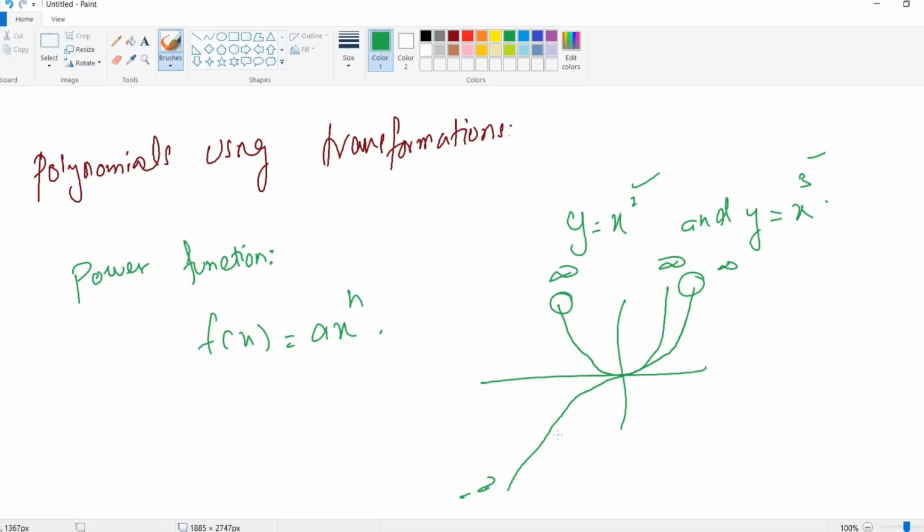For odd powers n, the power function goes from the third quadrant to the first quadrant, like the line y equals x. As x goes to infinity, f(x) goes to infinity; as x goes to negative infinity, f(x) goes to negative infinity. Perfect.